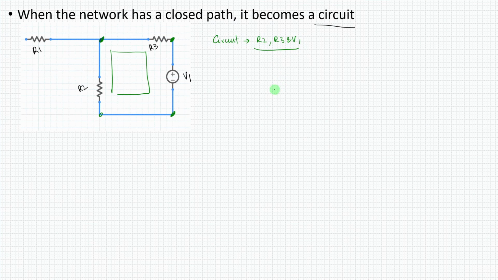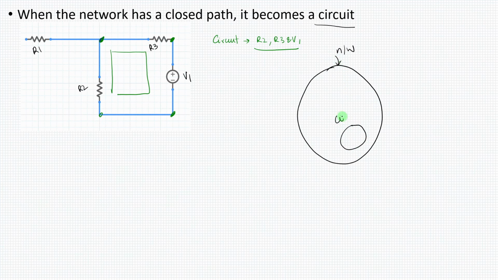So basically a network is a broad term. However, when a network has a closed path, it becomes a circuit. If you have a broad spectrum like this, this whole circle is your network, and a circuit is a subset of that set. So all circuits are networks, but all networks are not circuits.